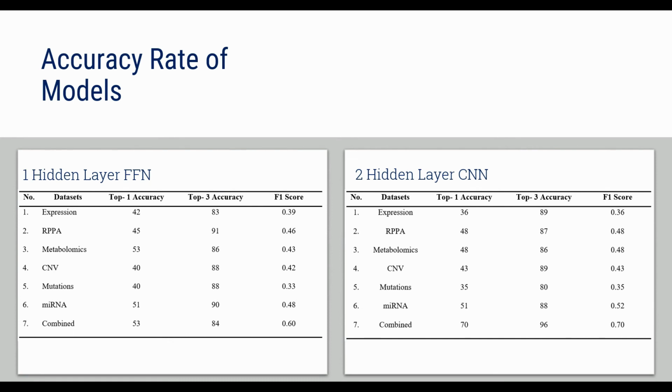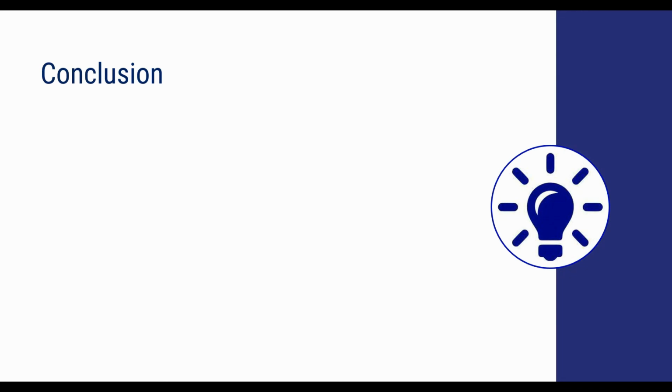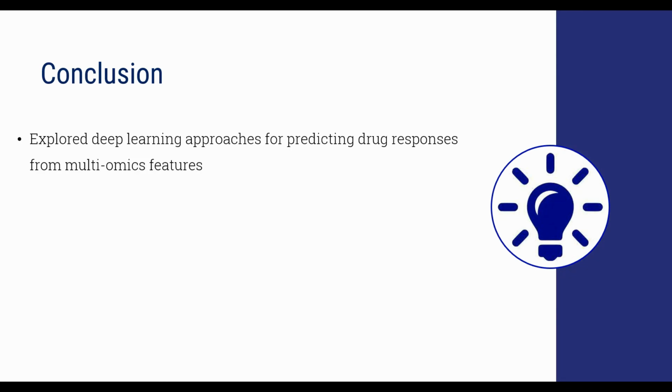As there are a total of 24 drugs whose IC50 values were predicted, the probability of randomly choosing one of the drugs that turns out to be the most effective is only 4%. In comparison to that, our models performed relatively well as our CNN model was able to achieve an accuracy of 96%. In this study, we explored deep learning approaches for predicting drug responses from multi-omics features.